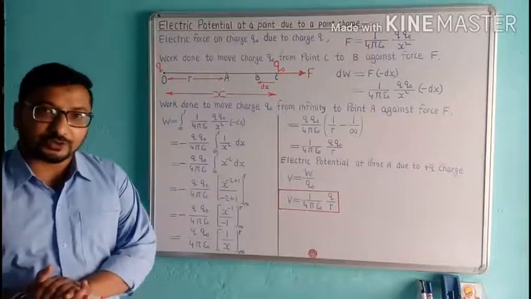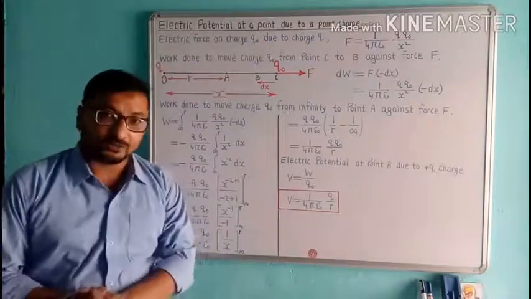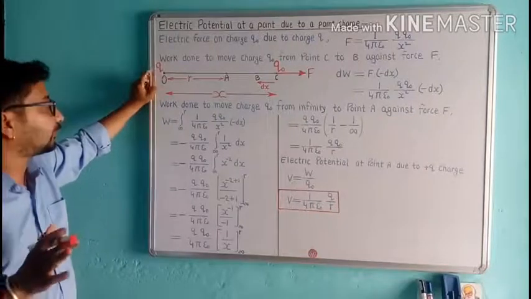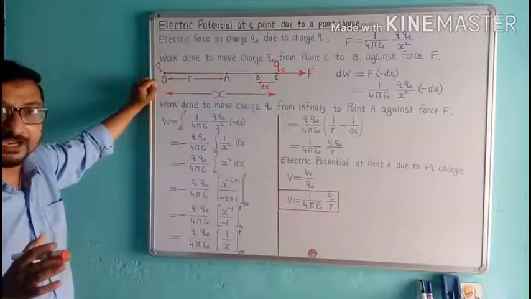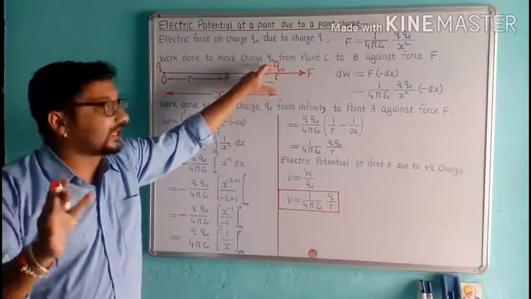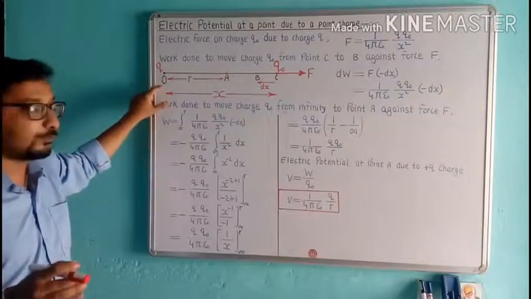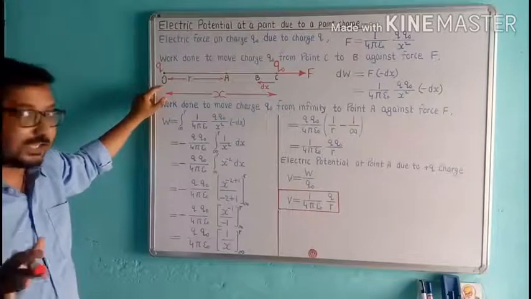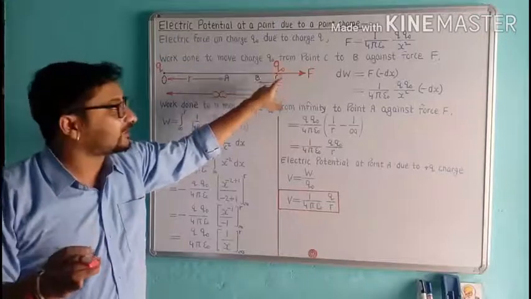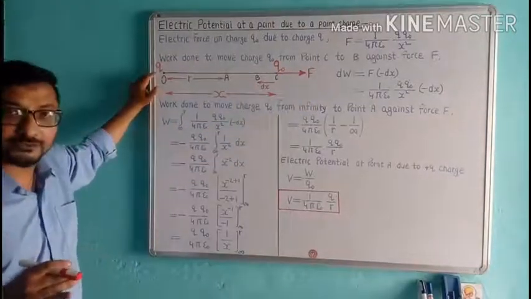Today we will discuss an important topic, electric potential at a point due to a point charge. Suppose this is our point charge Q at point A, and there is another unit positive test charge Q naught at point C, which is x distance apart from point O. Then Q naught will experience an electric repulsive force due to this plus Q charge.